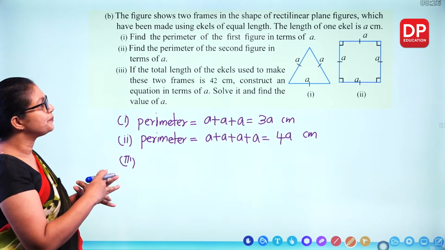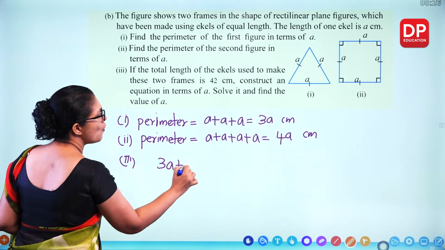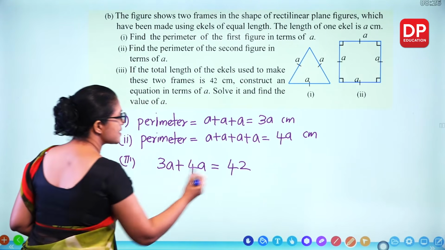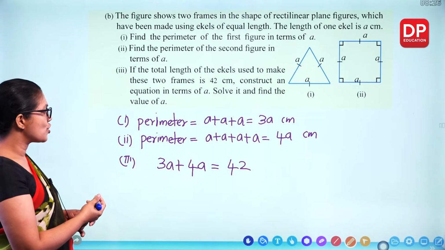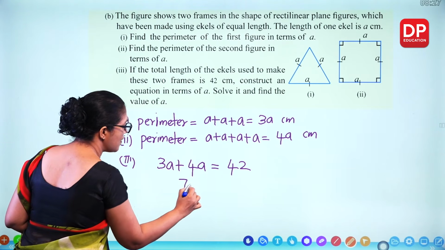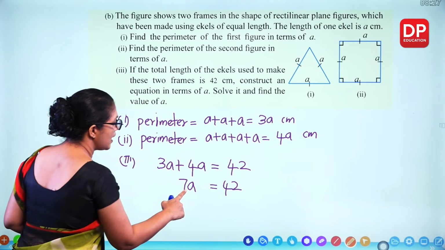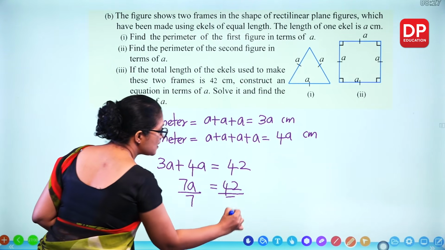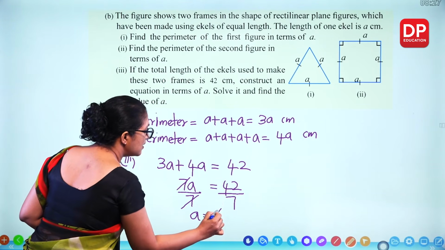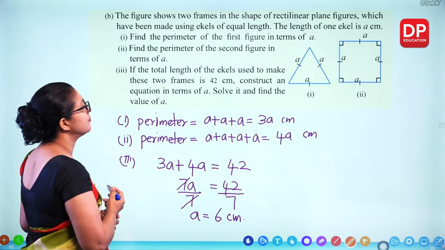So the total is 3A plus 4A. That's given as 42 centimeters. So that's an equation. 3 plus 4, these are like terms. You can add 3 plus 4, 7. This is A terms. So how do we find out A? You divide both sides by 7. You get A equals 6. So A equals 6 centimeters.